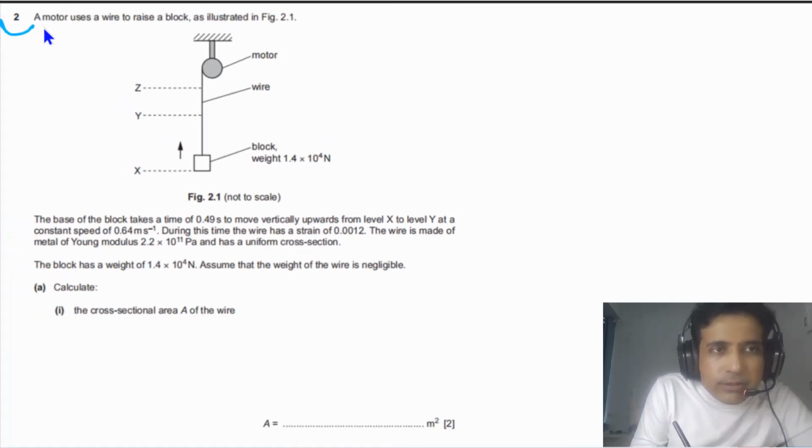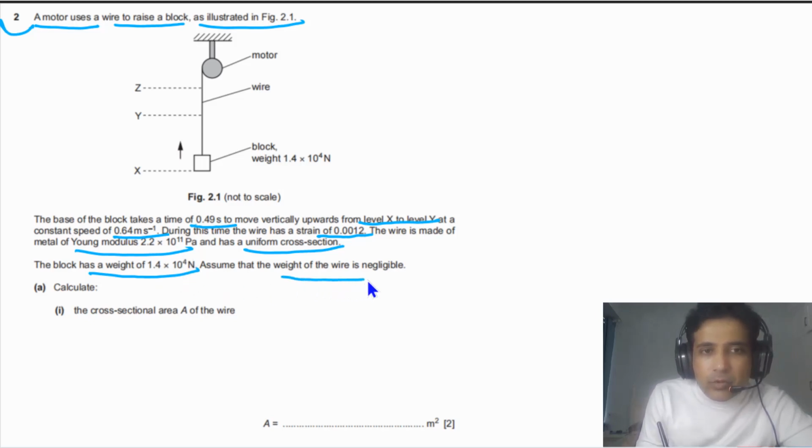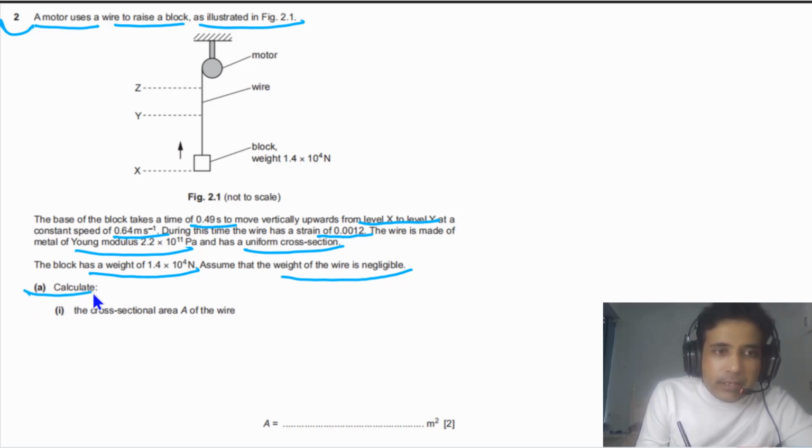For our second question, it is given to us a motor uses a wire to raise a block as illustrated in figure 2.1. The base of the block takes a time of 0.49 seconds to move vertically upwards from level X to level Y at a constant speed of 0.64 meters per second. During this time, wire has a strain of 0.0012. The wire is made of metal of Young's modulus 2.2 times 10 to 11 pascals and has a uniform cross section. The block has a weight of 1.4 times 10 to 4 newtons. Assume that weight of the wire is negligible. For part A, we need to calculate the cross-sectional area A of the wire.